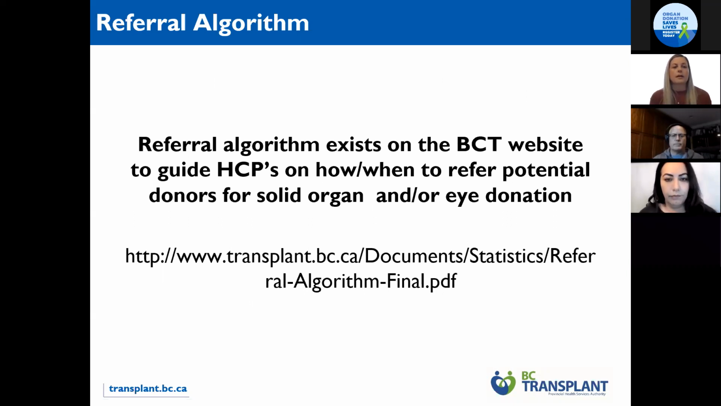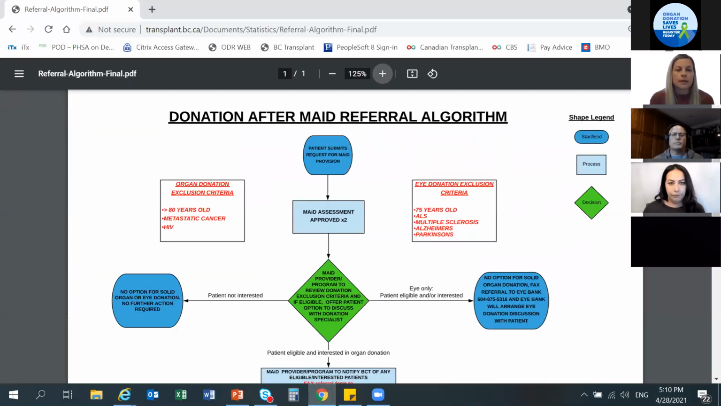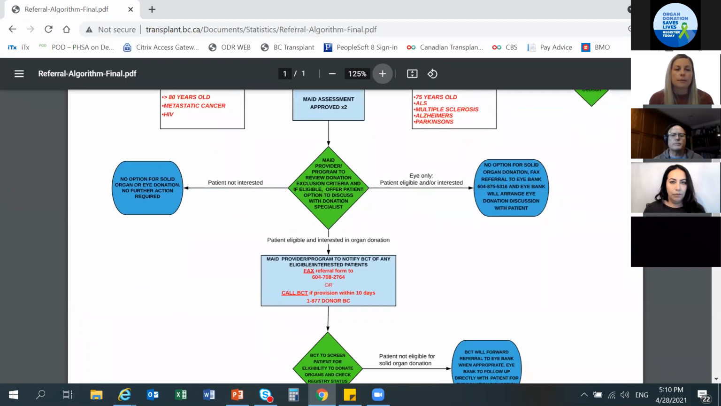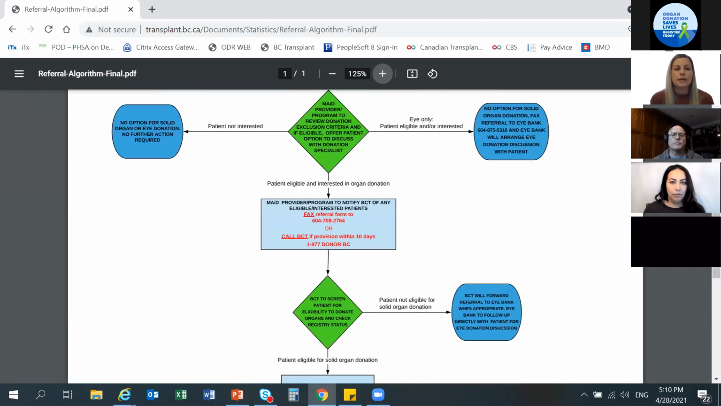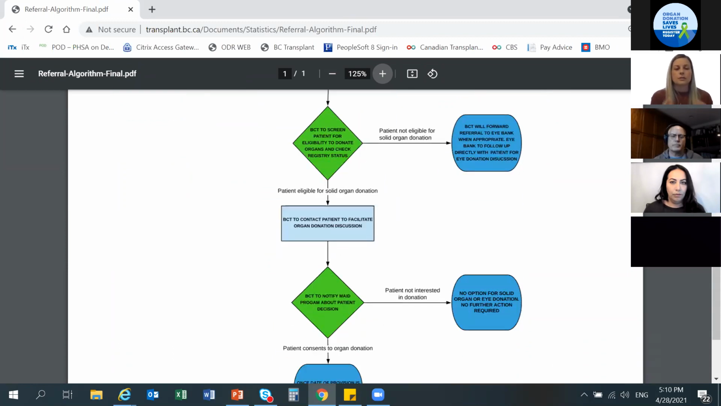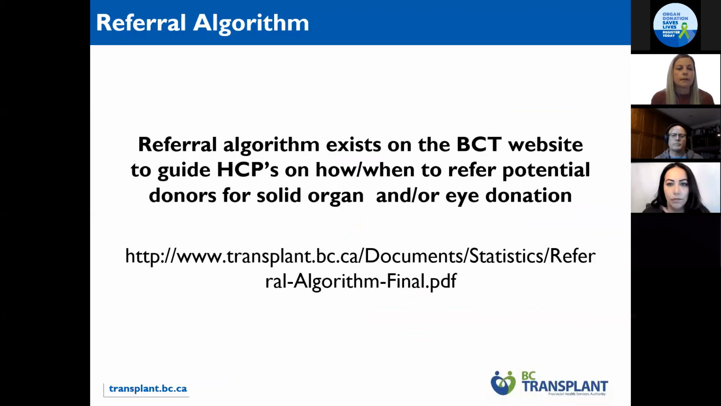So we've put together a ton of resources on our website, one of which is a referral algorithm. It is available on our site, and I won't go through it in a whole lot of detail, but just know that it's there for you. It walks through that the patient has been approved for MAiD, lets you know whether it's a referral that should be coming to BC Transplant or the iBank, what to do if the patient is interested, and walks you through the whole process up to the point where we then get involved.